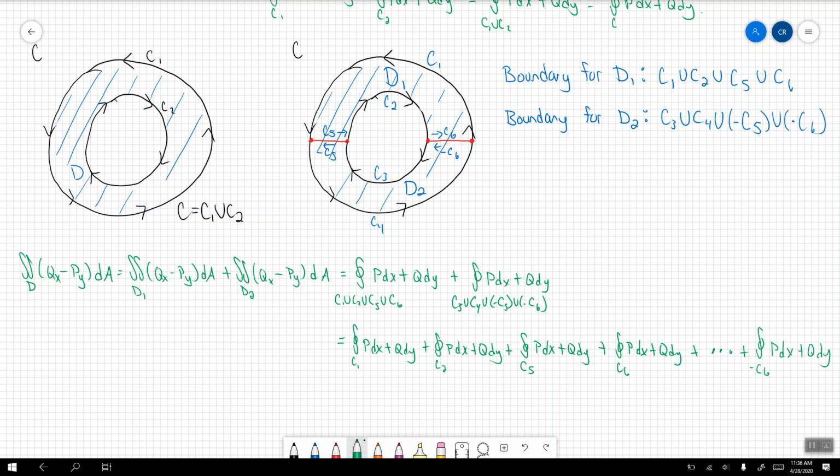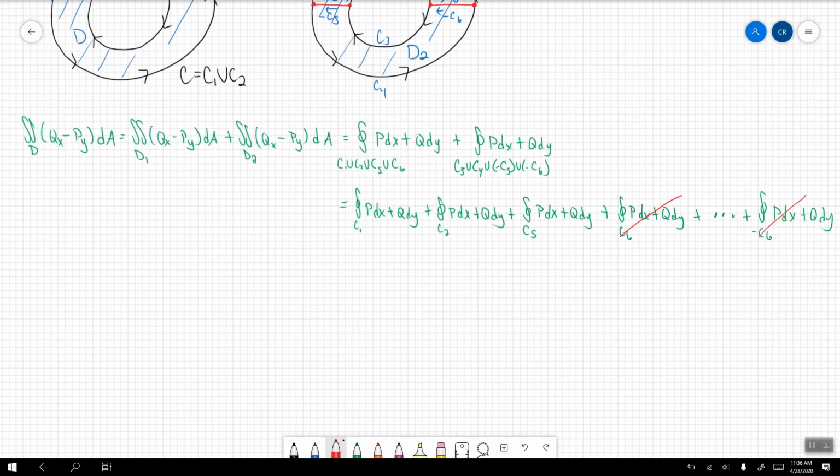And what you're going to notice is that these C6 integrals are going to cancel because they're opposites of one another. Not only are they going to cancel, C5s are going to cancel as well, which means we get a lot of cancellation happening, and at the end of the day, this just turns into a line integral that uses curve 1, curve 2, curve 3, and curve 4. In other words, the ones that did not cancel out.